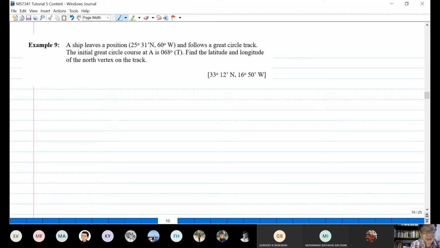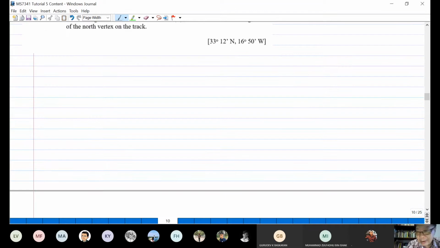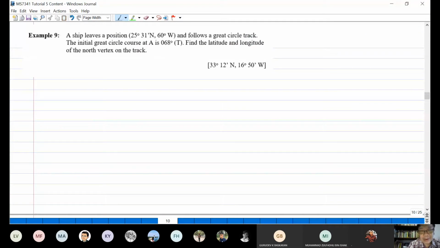The question: the ship leaves a position 25 degrees 31 minutes north, 60 degrees west, and follows a great circle track. So let's draw it first. You have a point A here, and the ship is moving upwards because of the bearing. So basically you have a ship here at A. The location of A is 25 degrees 31 minutes north and 60 degrees west.